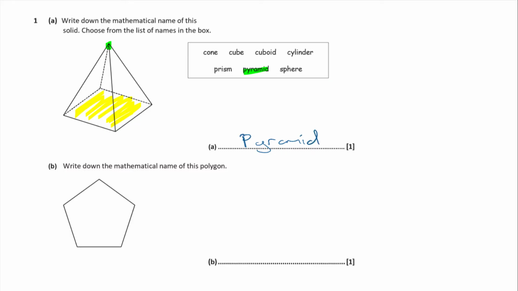The second one, what shape is this? Well, it's a flat shape, it's a polygon, and it's got 1, 2, 3, 4, 5 sides. 5-sided polygons are called pentagons. Okay, so it's a pentagon.